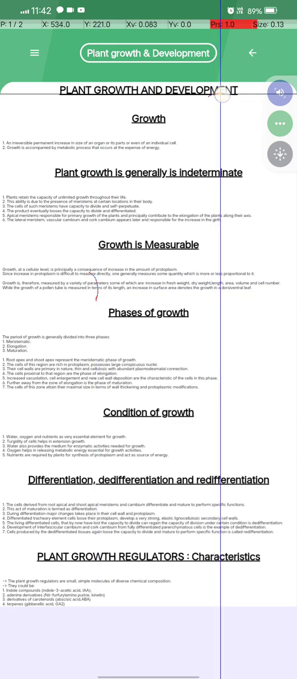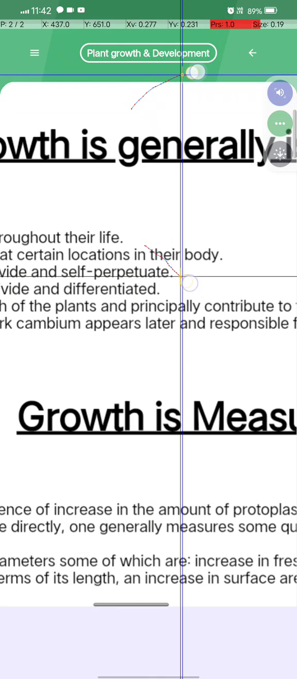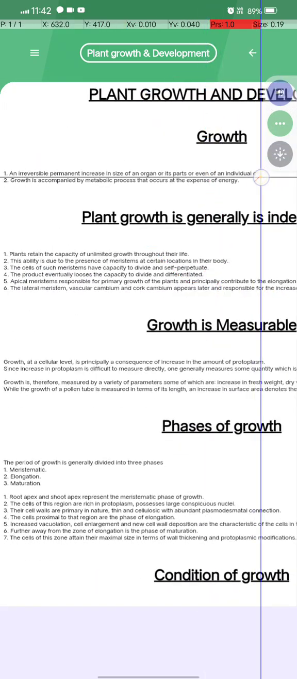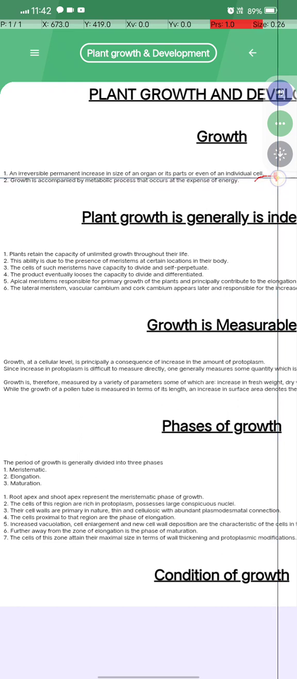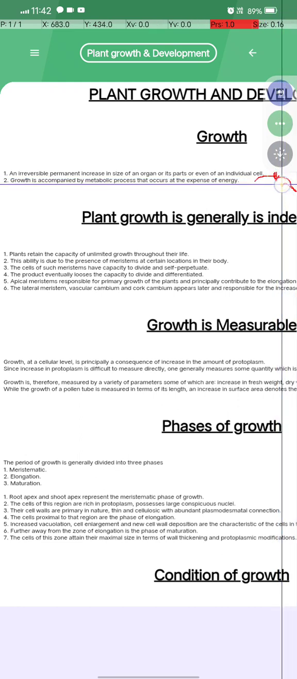Now today we are going to start a chapter named plant growth and development. Growth kya hota hai, dekhiye. Growth is the irreversible, permanent increase in the size of an organ or its parts, or even of an individual cell. Growth is accompanied by metabolic processes that occur at the expense of energy.